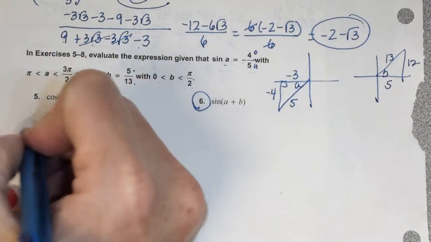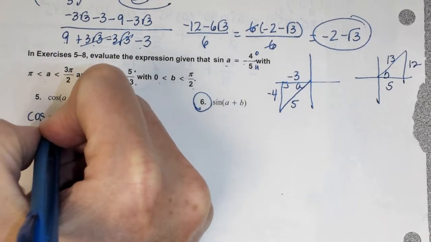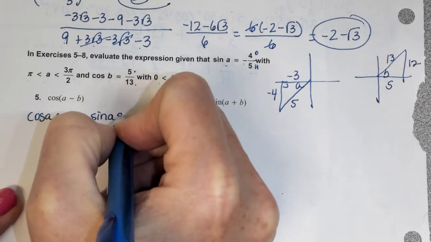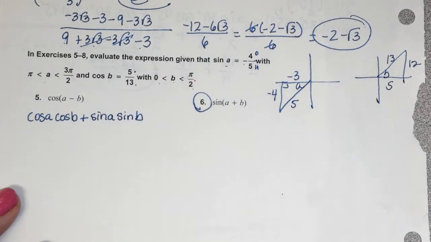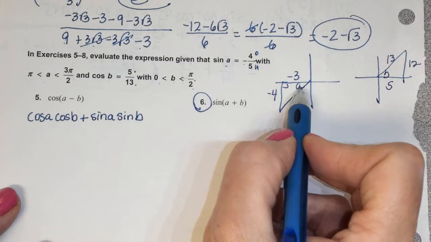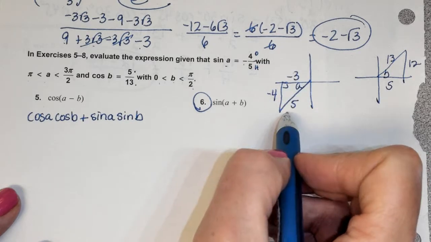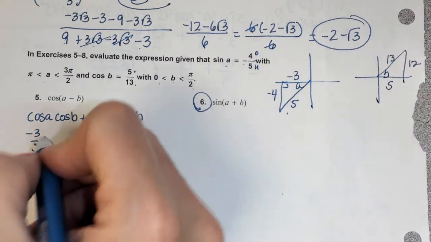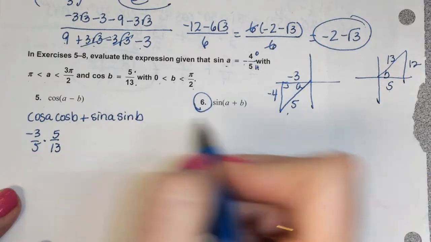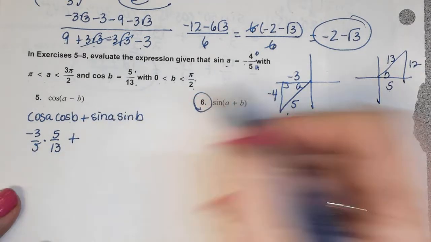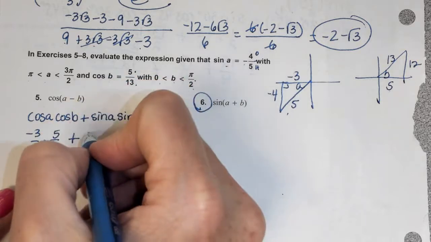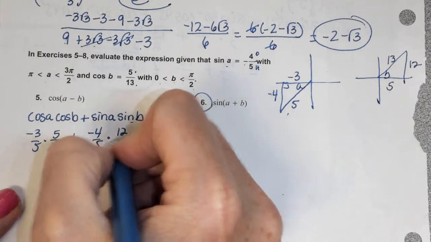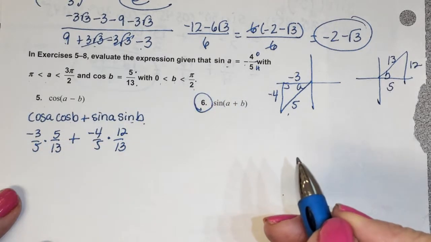So this formula goes cosine A, cosine B, plus sine A, sine B. I'm just writing the formula for you. So now I just look at my triangles. Cosine A is negative 3/5. Cosine B is 5/13. Plus sine A is negative 4/5. And sine B is 12/13.